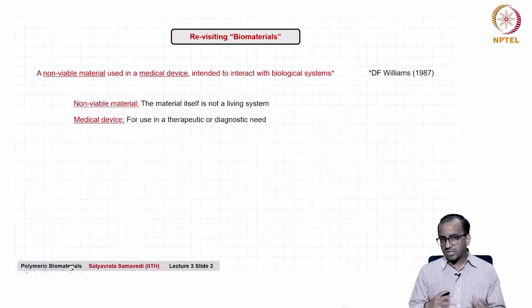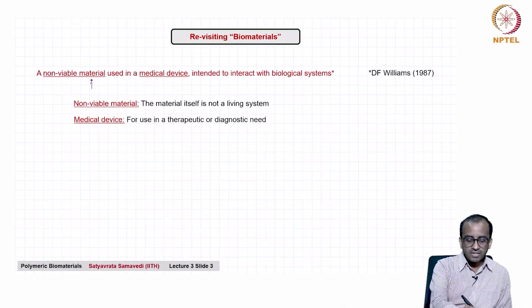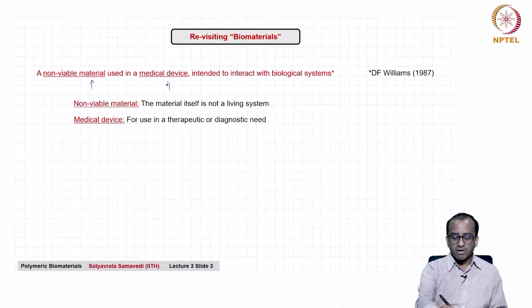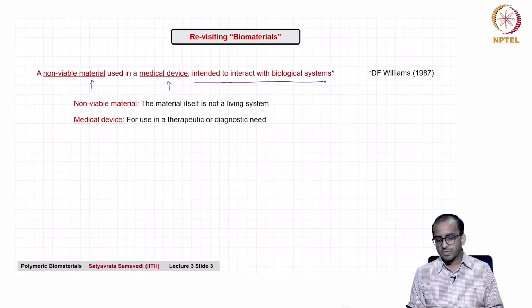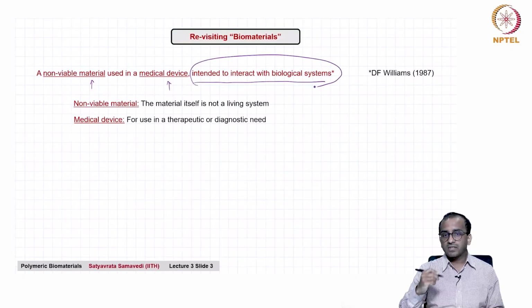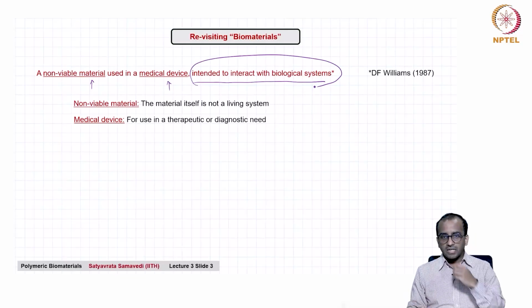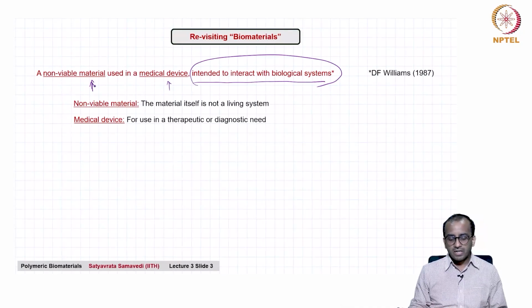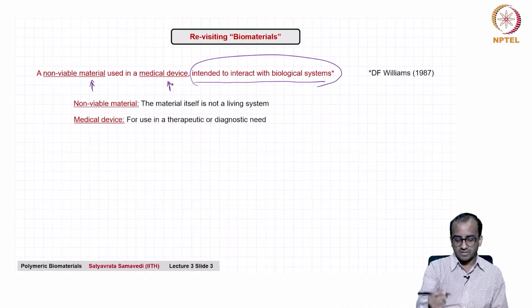Now we are going to slightly revisit that definition and we are going to look at a different way to understand biomaterials. So here we are defining it as a non-viable material which is used as part of a medical device which is intended to interact with biological systems. So this part here remains the same. This material is intended to interact with the biological system, except now we are putting constraints. We are saying it's a non-viable material and it is used in a medical device.